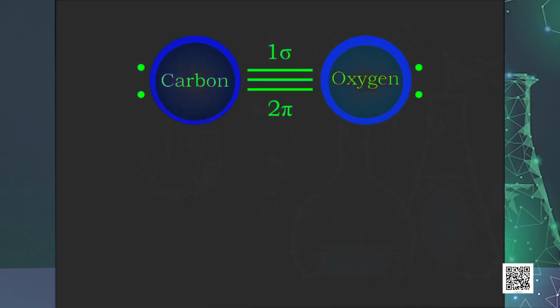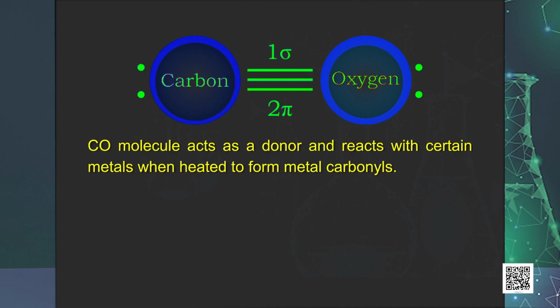When we talk about the structure of CO molecule, as you can see on your screen, there is 1 sigma and 2 pi bonds between carbon and oxygen, that is carbon triple bond oxygen. Because of the presence of a lone pair on carbon, CO molecule acts as a donor and reacts with certain metals when heated to form metal carbonyls.